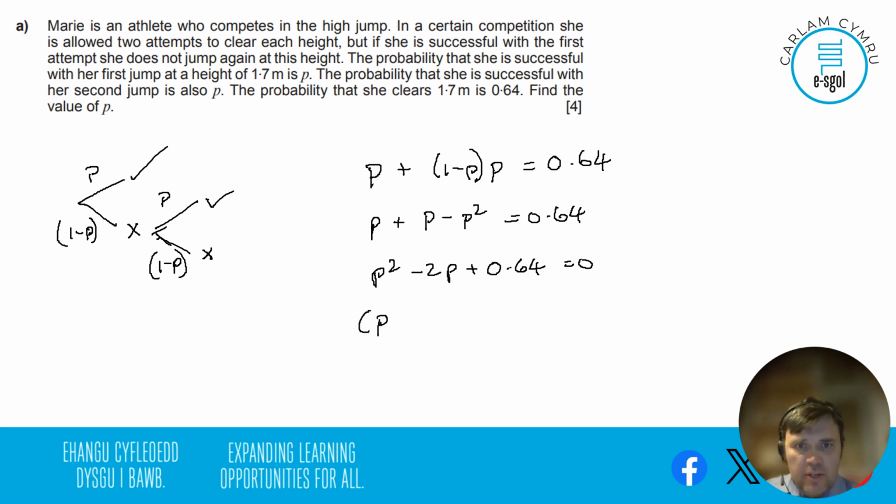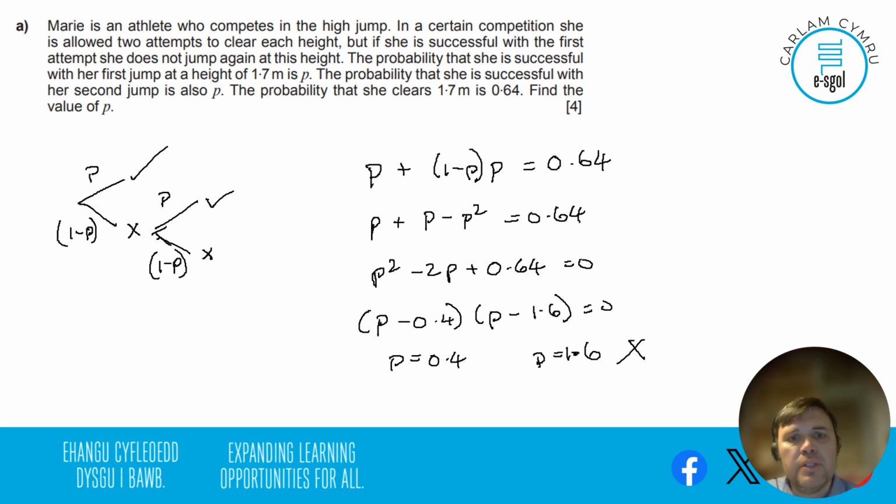I did factorize it because it was going to be p minus 0.4 and p minus 1.6 equals 0. p is equal to 0.4 or p is equal to 1.6. We can't have 1.6, so p is equal to 0.4. The reason why we can't have 1.6, and I would expect to see this, otherwise that would be losing 1 mark, is because of the fact it's greater than 1. You could make your own questions of that, changing the probability and everything else.